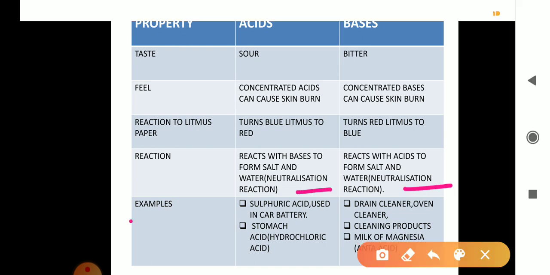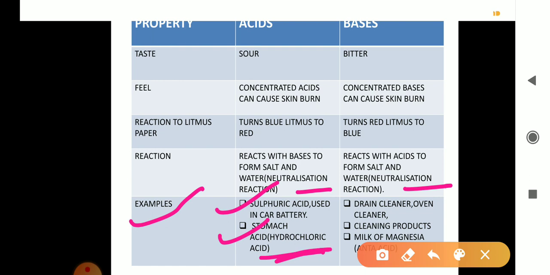Next is examples of acid. I told you earlier also: sulfuric acid, nitric acid, hydrochloric acid. Hydrochloric acid is a mineral acid, but it is man-made and also present in nature. As in our gastric juice, this is present.